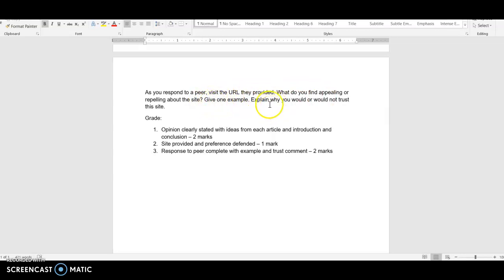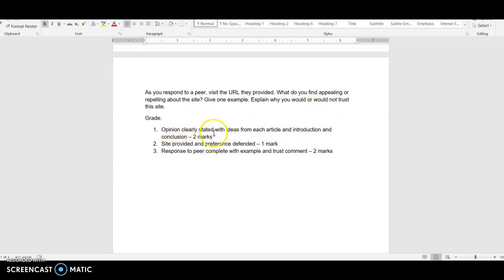And then lastly, explain why you would or would not trust the site. So you get 2 marks for this. One is for giving the example, and the other is for explaining why you would or wouldn't use the site, dealing with trust.